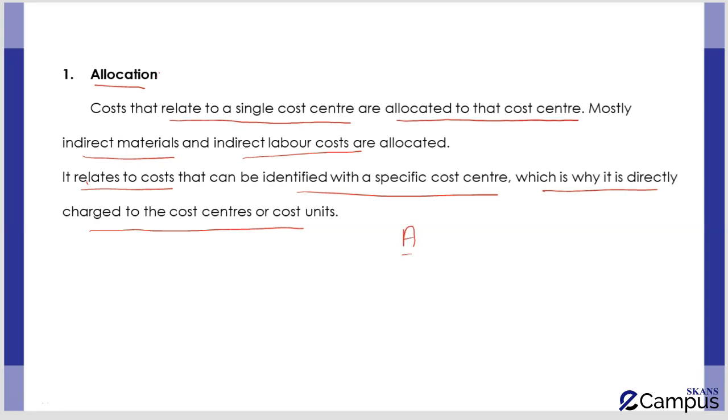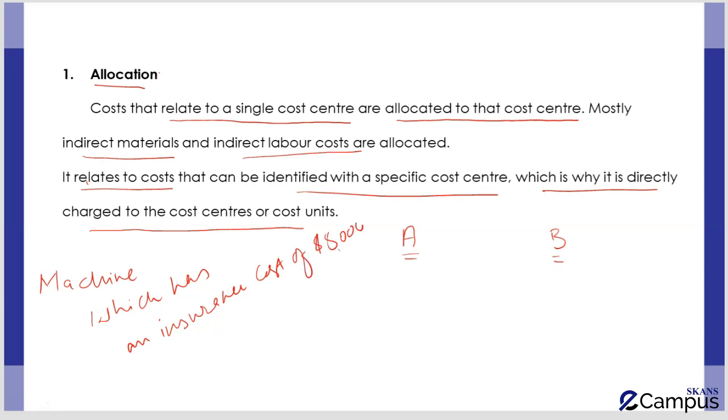One is department A and the other one is department B, and we bought a machine which has an insurance cost of $5,000. Now, what if the machine is only used by A department?